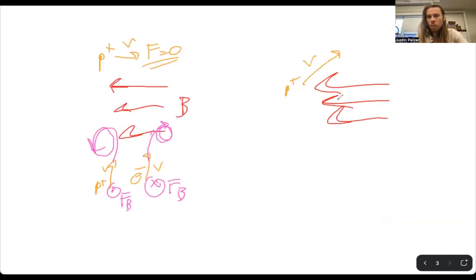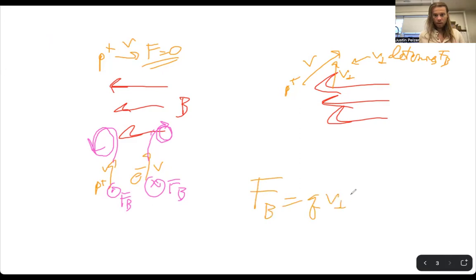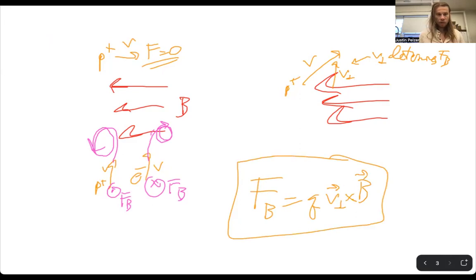So how do we do it? Well, you either take the velocity that is perpendicular, or you take the magnetic field that's perpendicular. I'm going to take the velocity that's perpendicular. So this is still moving, but I'm taking the perpendicular velocity. V perpendicular determines FB. And in fact, if we were more exact, we would say this is V perpendicular cross B. And it's a cross product. To be a little less exact, we're just going to say V perpendicular times B.